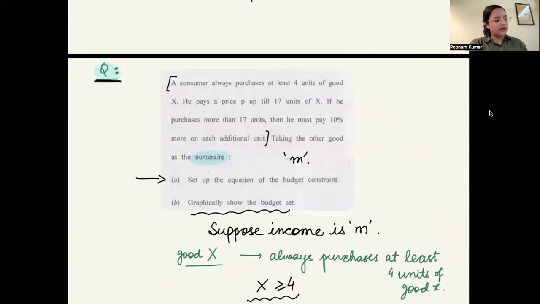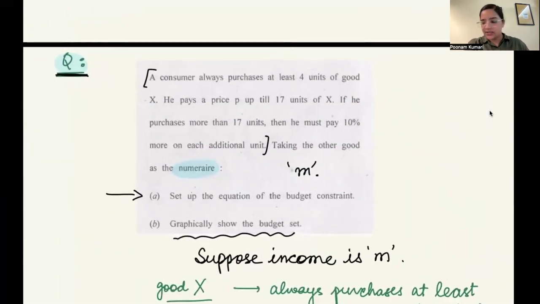So this was the question: there was one product and you had to buy at least 4 units of good X, and then you were paying a price P until you bought 17 units of that good X. And after buying 17 units, you were asked to pay 10% extra on every additional unit that you purchase. And whatever the other good is, that is a numeraire. So you had to set up the budget constraint. So we have set up the budget constraint.